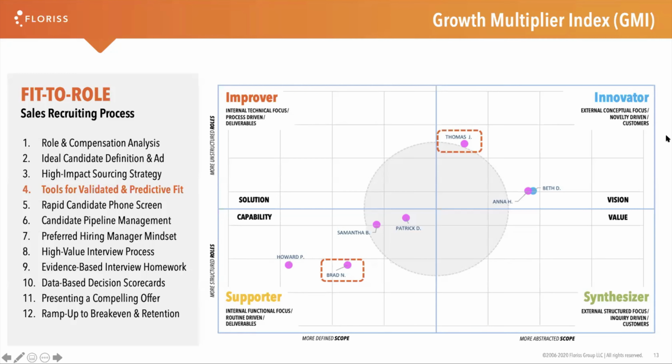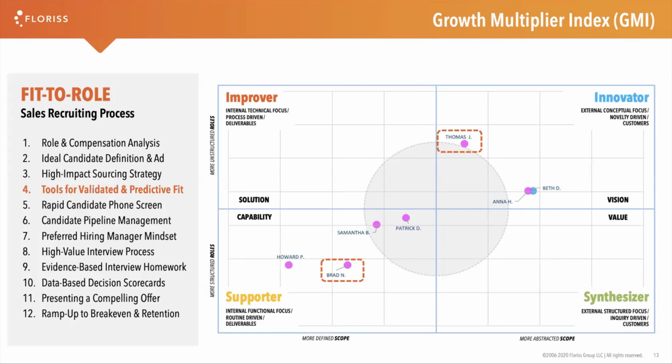So as you can see here, Thomas J., for example, is an innovator. So Thomas, as a salesperson, is someone who loves to sell conceptual solutions. He likes to sell the vision. It's selling that doesn't require the constructs of a very firm product set. This person goes out and looks to create custom solutions for their customers.